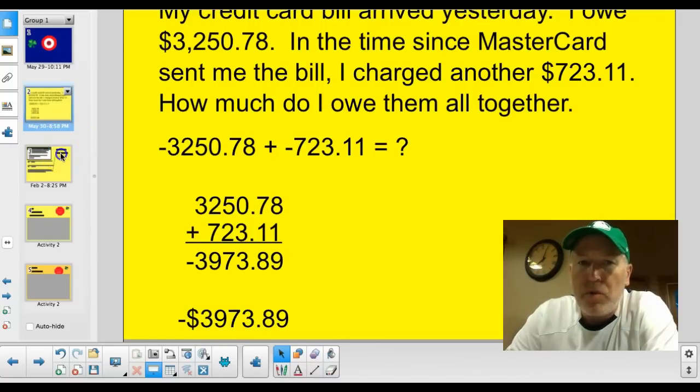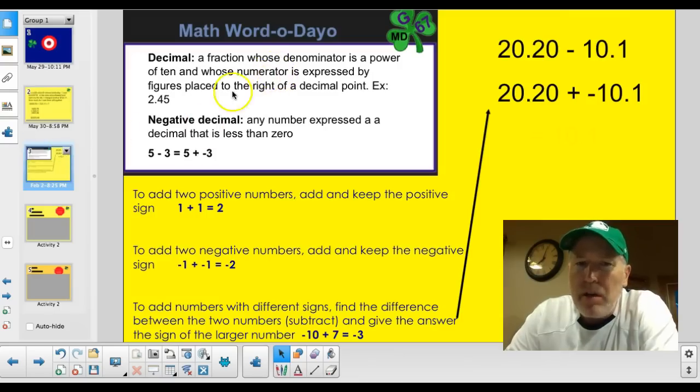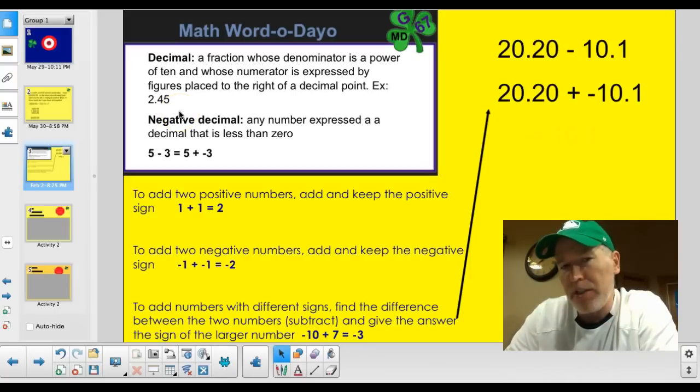Let's review a few things real quick. First of all, a decimal is a fraction whose denominator is a power of 10. This is the tenths, this is the hundredths, and the numerator is expressed by figures placed to the right of a decimal point. So here's the decimal point, and these are the numerators, correct? Really, if I put a fraction bar underneath these two, it would be 2 and 45/100ths, or 2.45. So just so you understand how decimals work and how they relate to fractions.